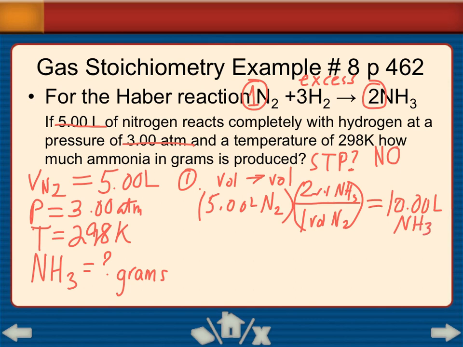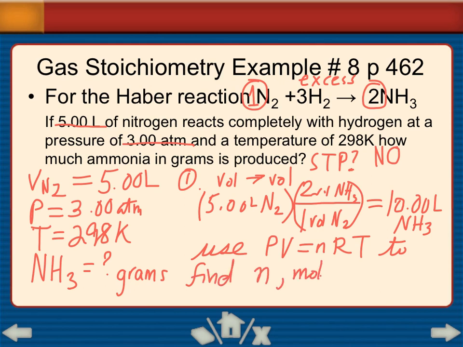Well, that's fine. We know how many liters of ammonia we're going to make. The question is asking how many grams that will be. So now we can use our ideal gas law, PV equals nRT, to find n, which will be the moles of ammonia. And then from there, we'll convert moles back to grams using the molar mass.